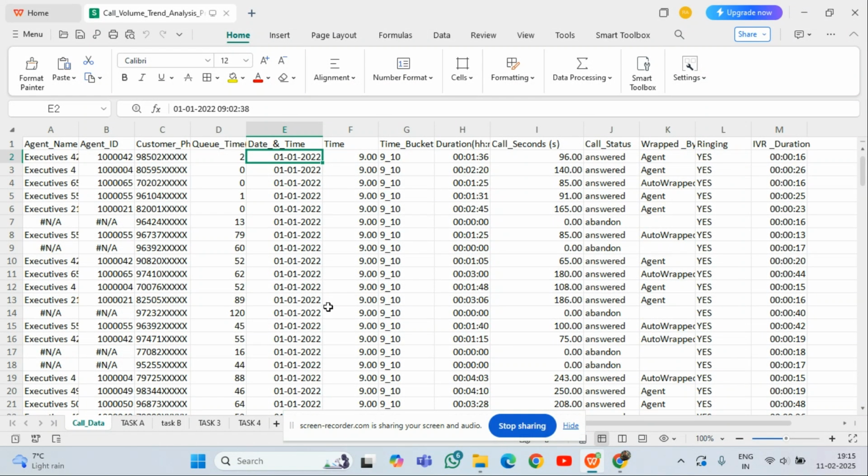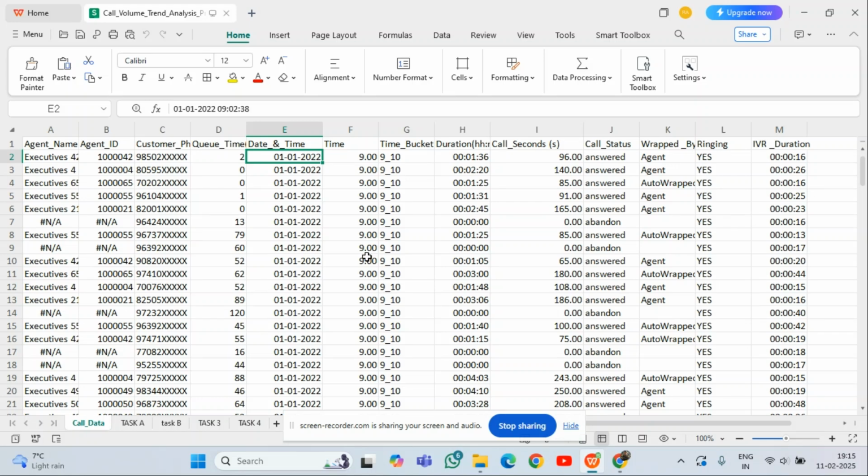Today we are going to do the analysis of the eighth project of Trainity, which is called Volume Trend Analysis. This is the sheet that we get from the Trainity portal. What we are going to do with this sheet is the data cleaning.